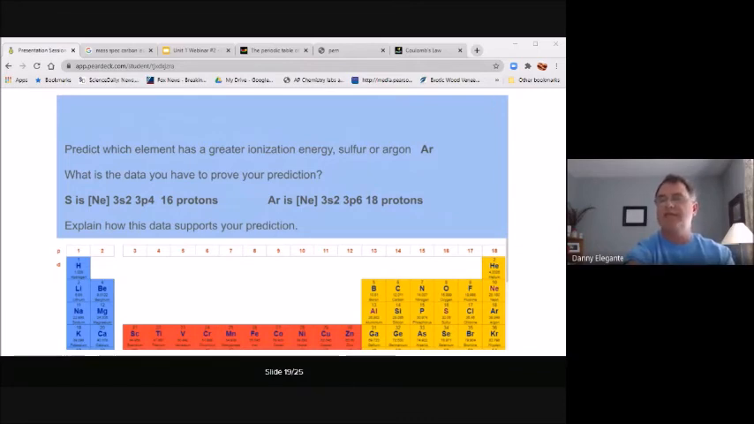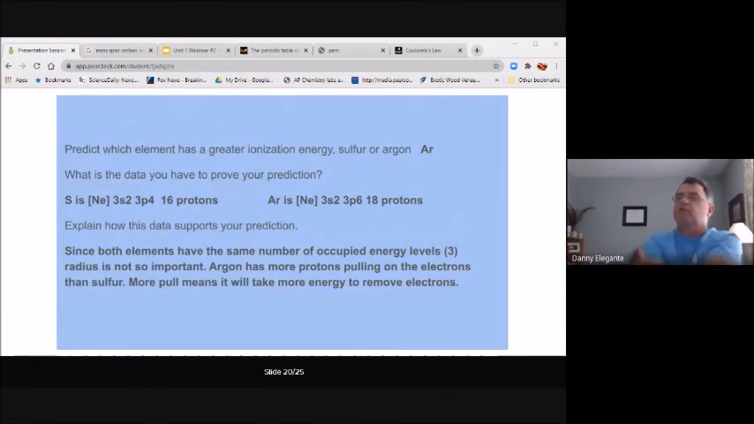So what would the data look like that supports the prediction? The data we have here. How would you explain the data? So your explanation would look something like this. Now, you really want to take your time as you answer these questions and make sure you're telling the person reading your answer that you're really smart and you totally got this.